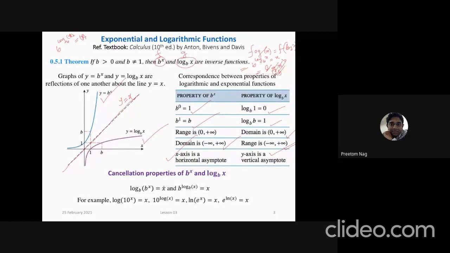So this is what we call the cancellation properties of b to the power x and log bx. So log b of b to the power x is equal to x, and b to the power log bx equals to x. So for example, in this case base is 10, log 10 to the power x equals to x, 10 to the power log x. If there is nothing in the base, that will be always 10. 10 to the power log x is also x. Ln e to the power x is x. E to the power ln x equals to x. So this is what we call cancellation property. Now using this cancellation property, we can verify that b to the power x and log bx are inverses to each other. Okay. Yes. Okay, sir.